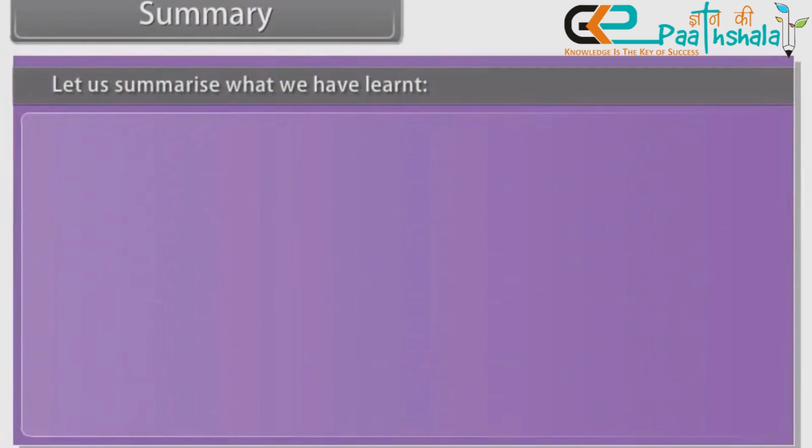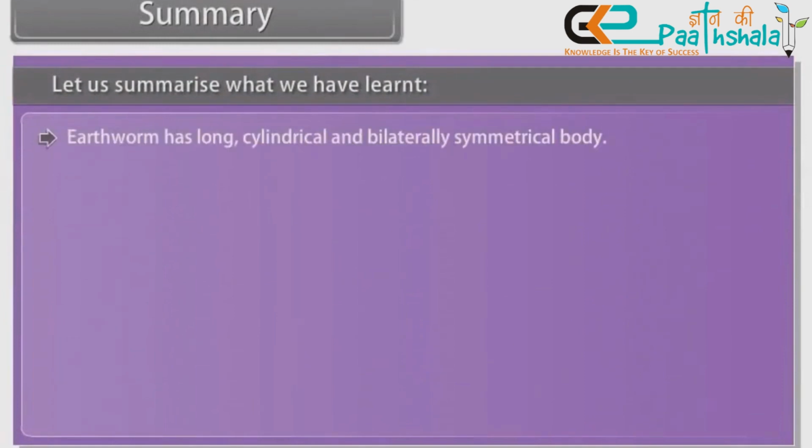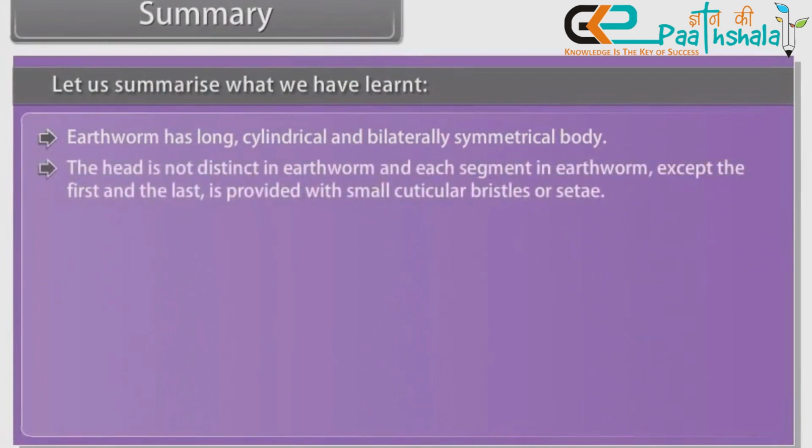Summary. Let us summarize what we have learnt. The earthworm has a long, cylindrical and bilaterally symmetrical body. The head is not distinct in the earthworm, and each segment, except the first and the last, is provided with small cuticular bristles or setae.